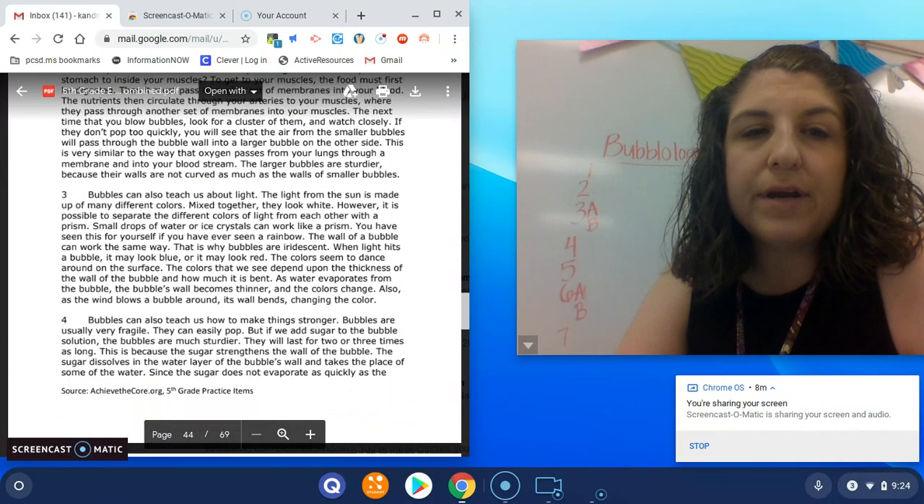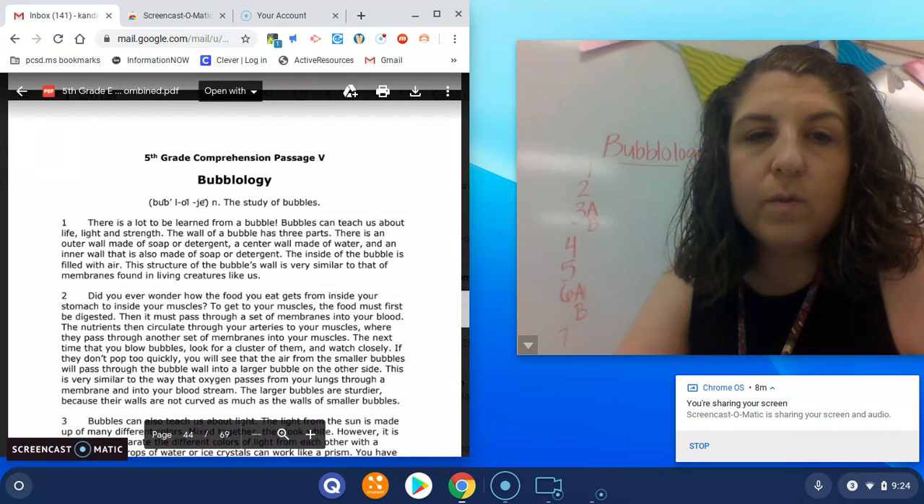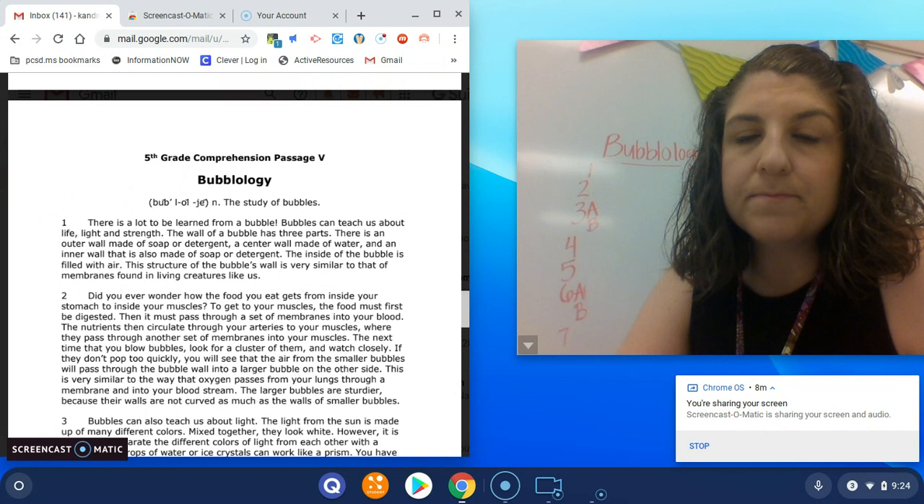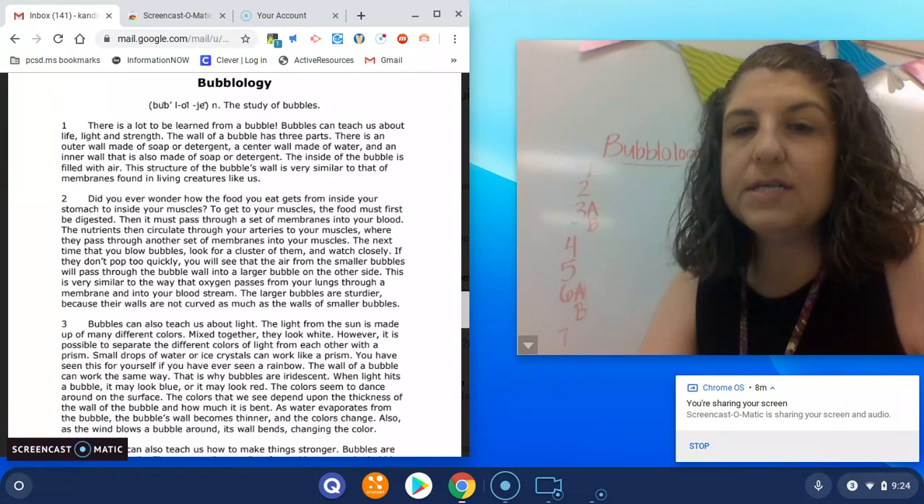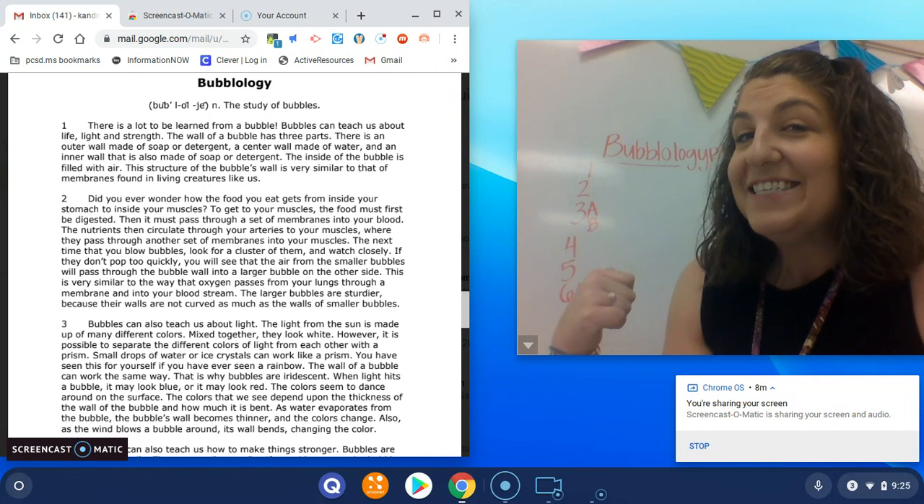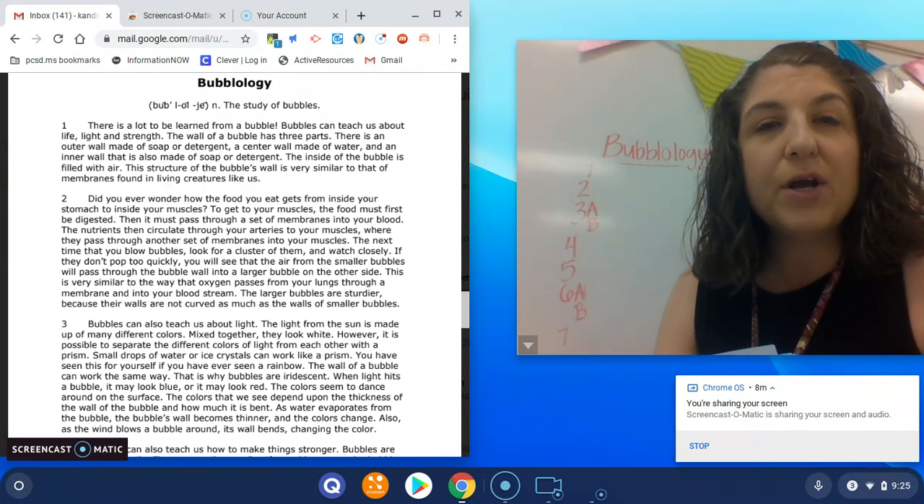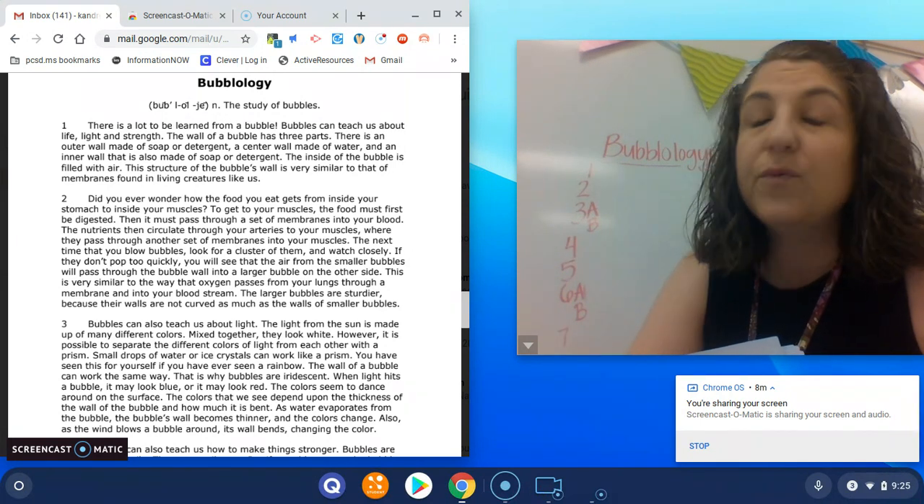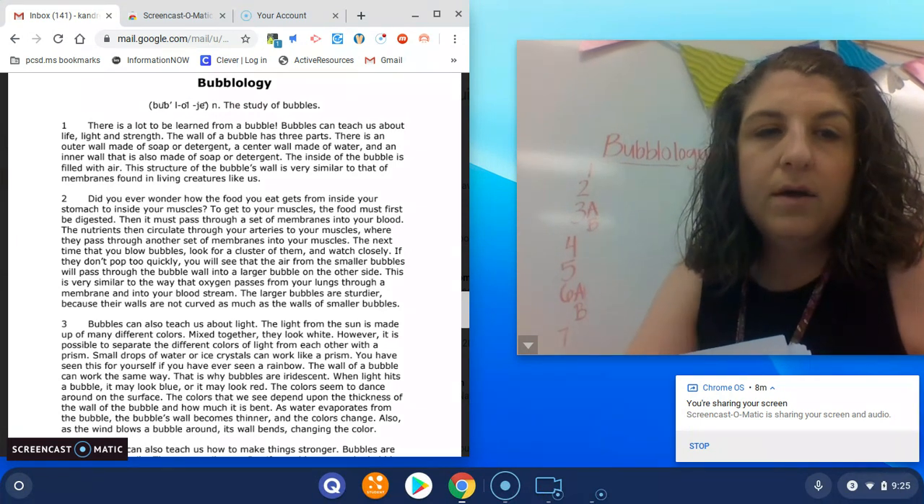Today we're going to read Bubbleology, which is on page 44 in your packet. It has 7 questions. I've gone ahead and labeled them on the board. We're going to decode and annotate. So you know what we do first is we decode our questions, we pull out the skill, and try to figure out what we're looking for within our text before we even read it. So we're going to scroll down to our questions.